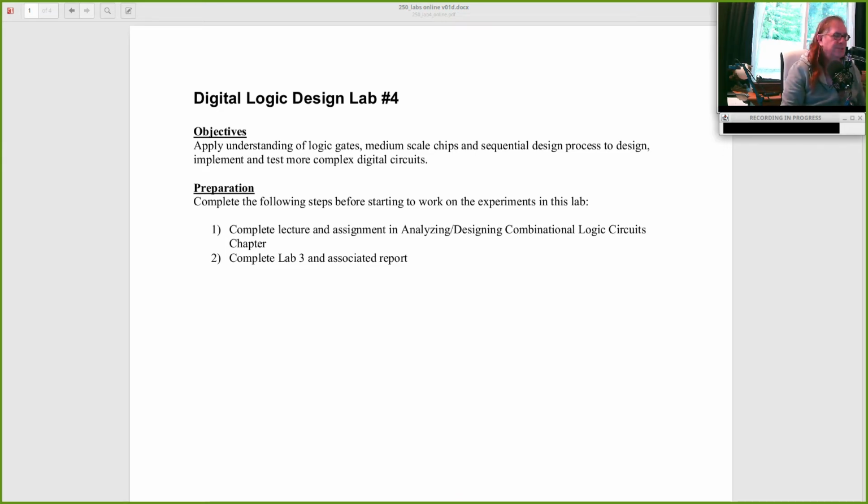All right, so let's talk about Lab 4. Lab 4 is another one of these labs that looks pretty short on the surface. It's one short experiment and then a longer experiment, but there's a lot of details here.